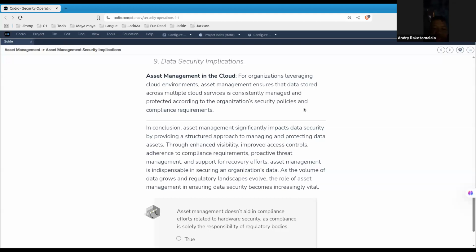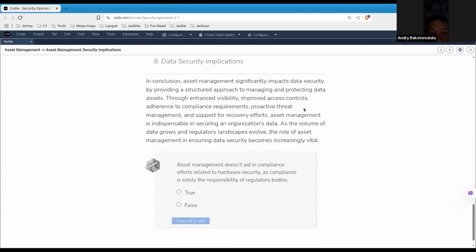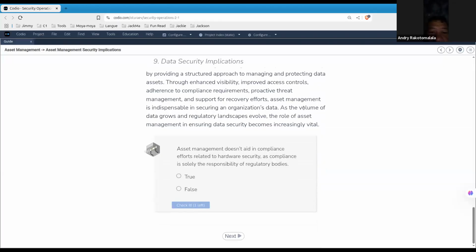All right, let me put it again in another quiz thread. All right, so for this, true or false? Asset management doesn't aid in compliance efforts related to hardware security, as compliance is solely the responsibility of regulatory bodies. True or false? Keyword, solely.